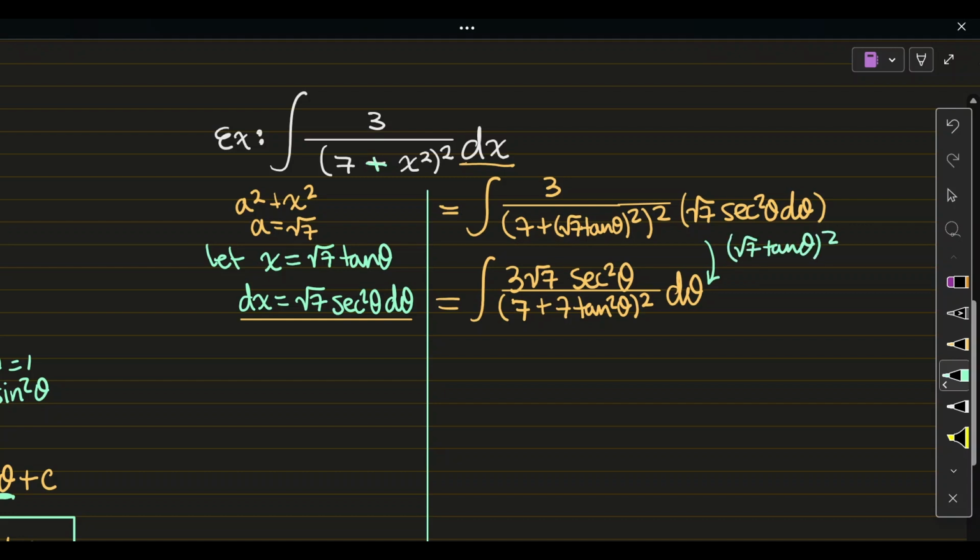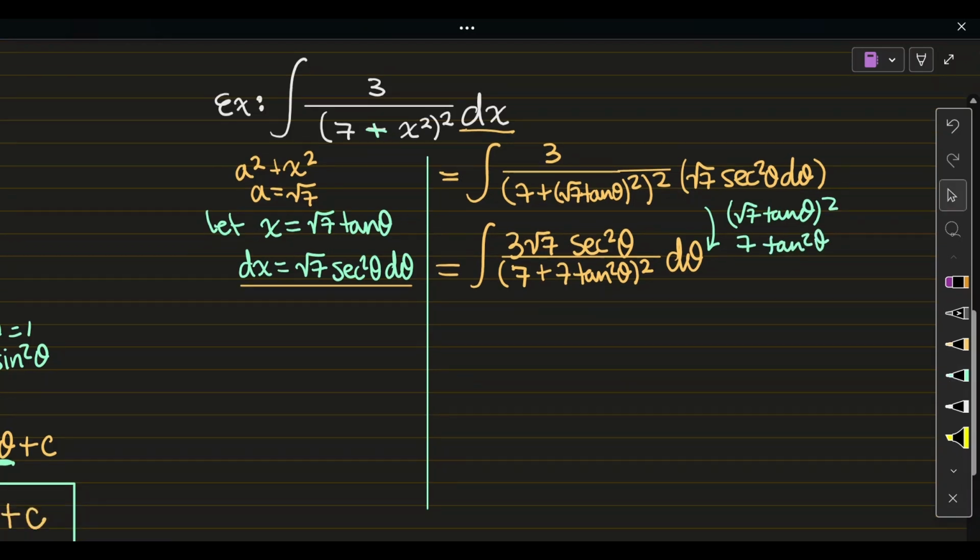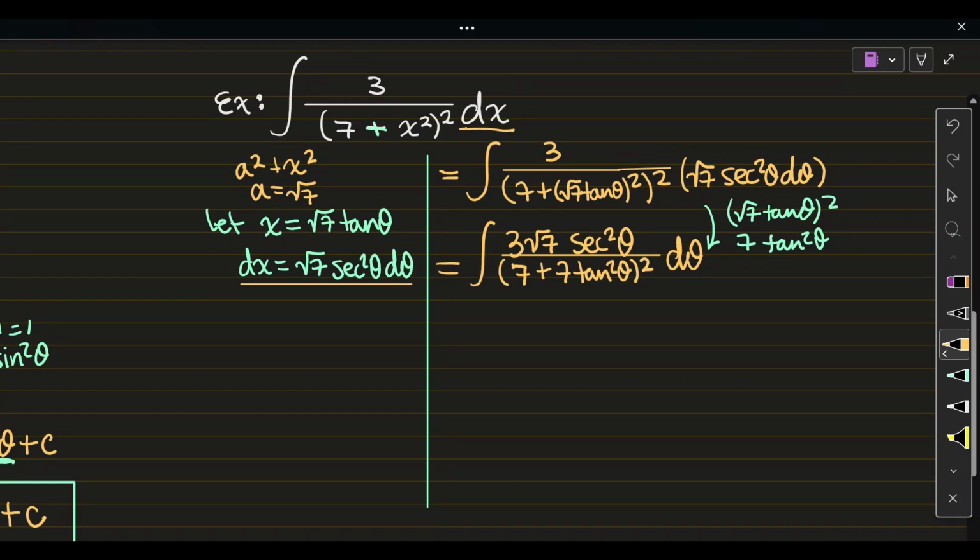So the fact I used in this step is that square root of 7 tan theta squared is 7 tan squared theta. Cool. Now, in this next step, I'm going to use the trigonometric identity that 1 plus tan squared theta is equal to secant squared theta. So I'm going to apply that in here. And then I guess it would be simpler for me to first pull out this 7.